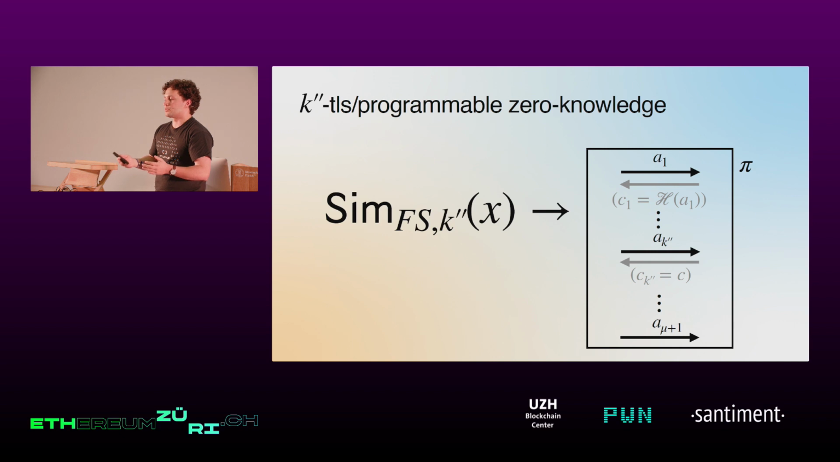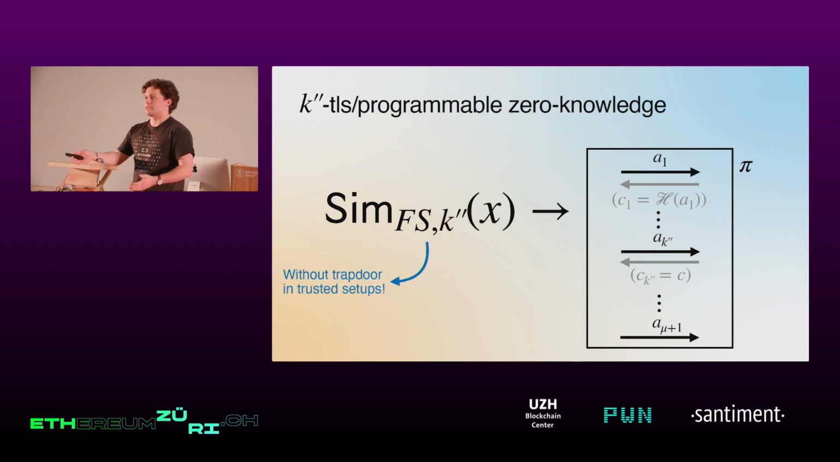Okay, and programmable zero knowledge is actually just a flavor of zero knowledge. If you remember, the zero knowledge property is essentially saying you have a simulator that can simulate proof transcripts, and they are identically distributed to the ones an honest prover would generate when proving a statement. And the programmable zero knowledge property says exactly the same thing, except that the simulator is allowed to program the k prime prime challenge. In the trusted setup case, it also has to do so without a trapdoor, but let's just go over that.